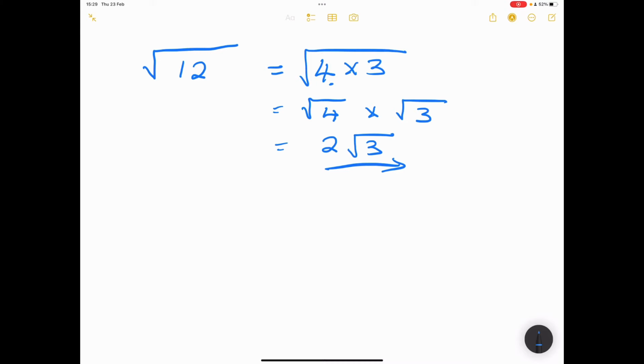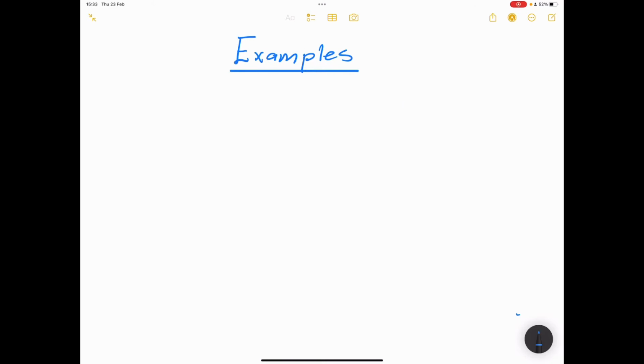Now, what I want us to do is to take some examples, and we're going to try and apply this in practice. All right, so let's take a couple of examples. Let's start with example 1. So we're taking the square root of 98, right? In this case, how can we write this in the simplest form, right?